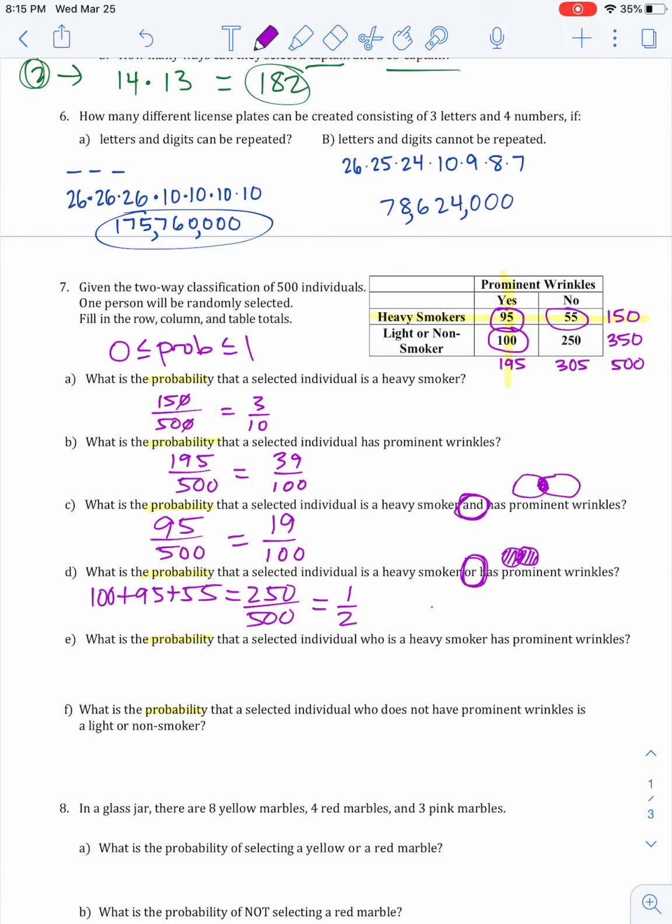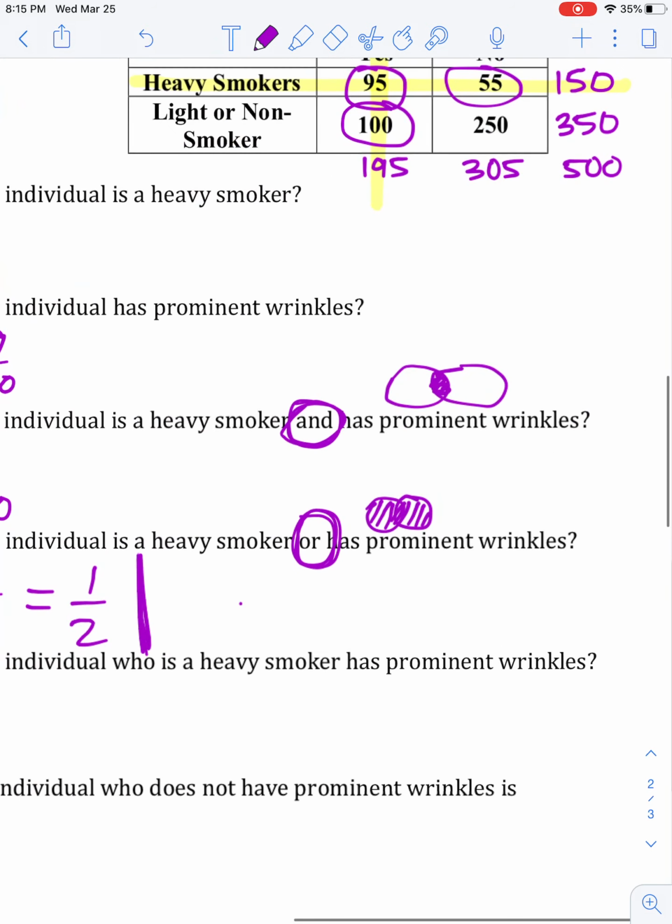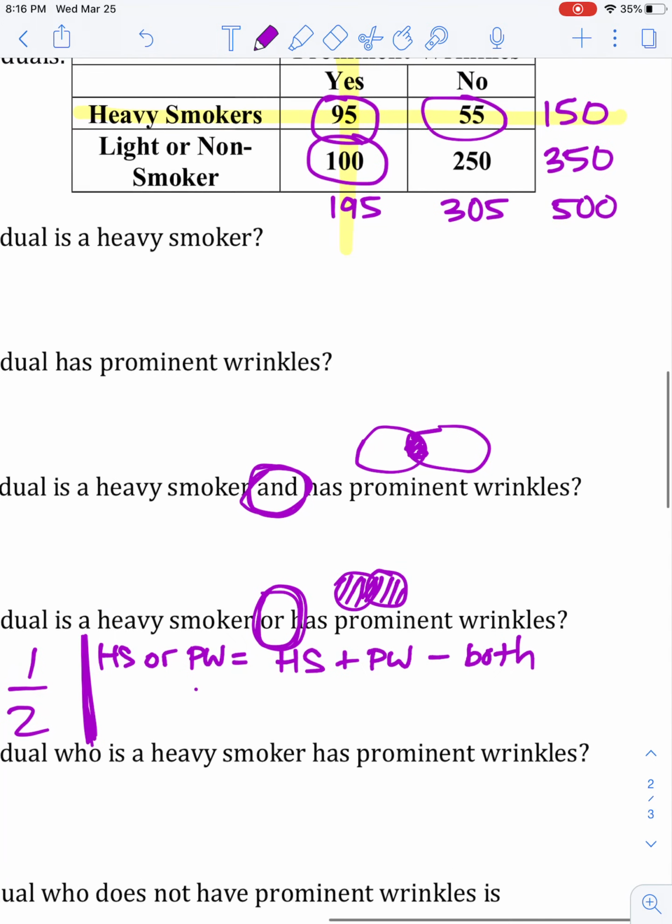Now the other option here is to use our addition rule. So with the addition rule, I was going to write or, but let me just draw a little line here to divide it. If I want heavy smoker or prominent wrinkles, I can add up all the heavy smokers, all the prominent wrinkles, and subtract both. And then heavy smoker had a total of 150. And I'll take care of the probability part in a minute, or I could do it now over 500.